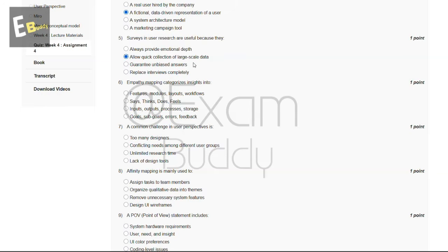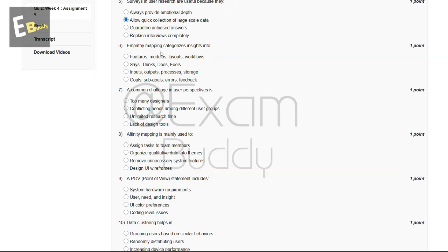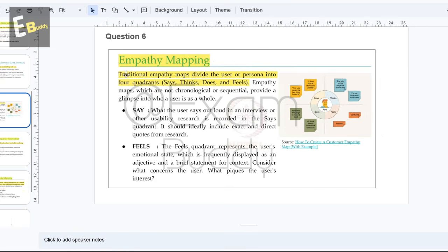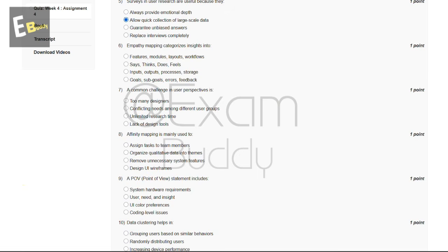And now let's go to our question number 6. Empathy mapping categorizes insights into. So these are the options, and now let's check the explanation. So explanation says empathy mapping: traditional empathy maps divide the user or persona into four quadrants, says, thinks, does and feels. So the answer of our sixth question is B, says, thinks, does, feels.